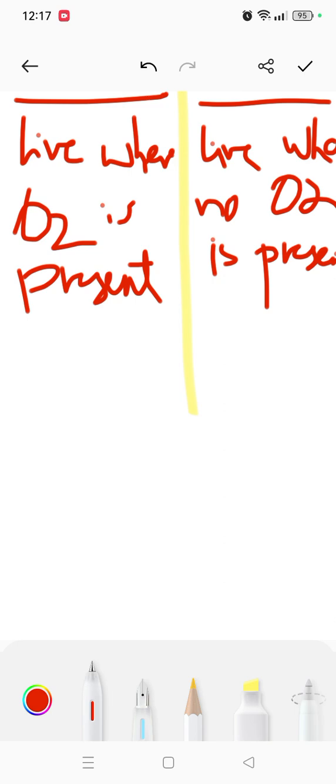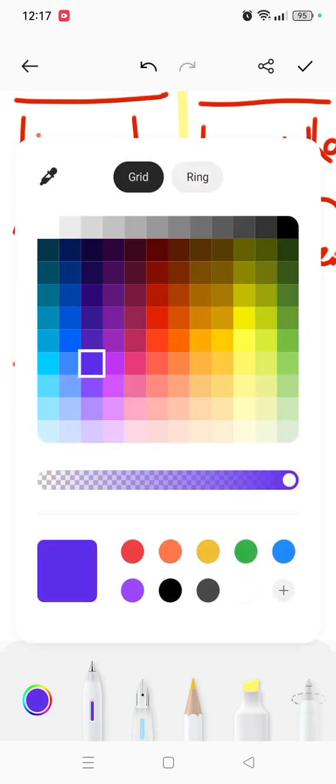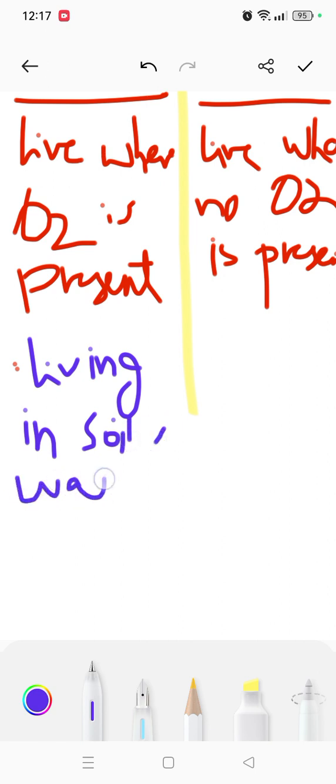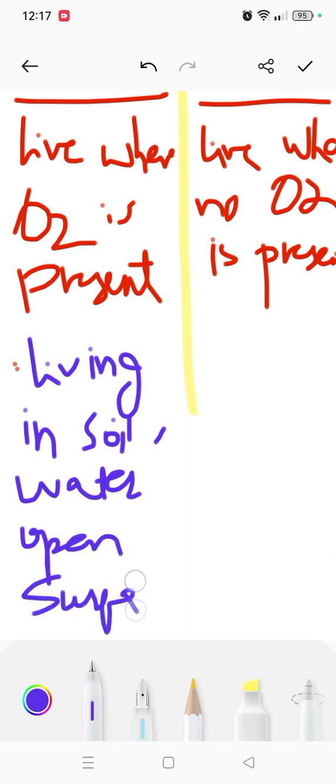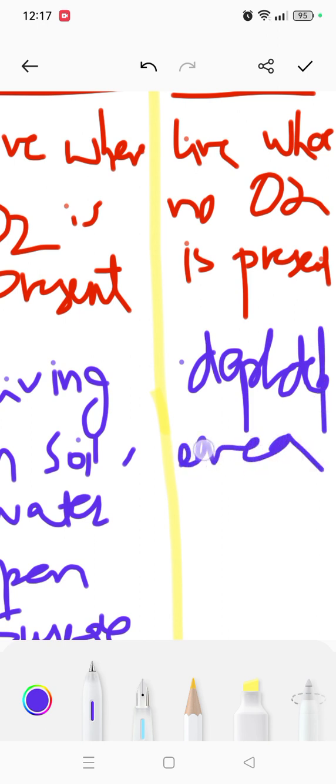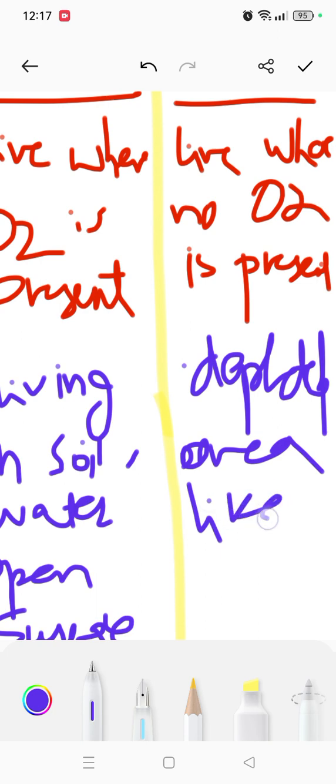Aerobic bacteria you'll find living in soil, water, and some other open surfaces as well. When we talk about anaerobic, they only live in areas where oxygen is depleted, like the intestine and marshes.